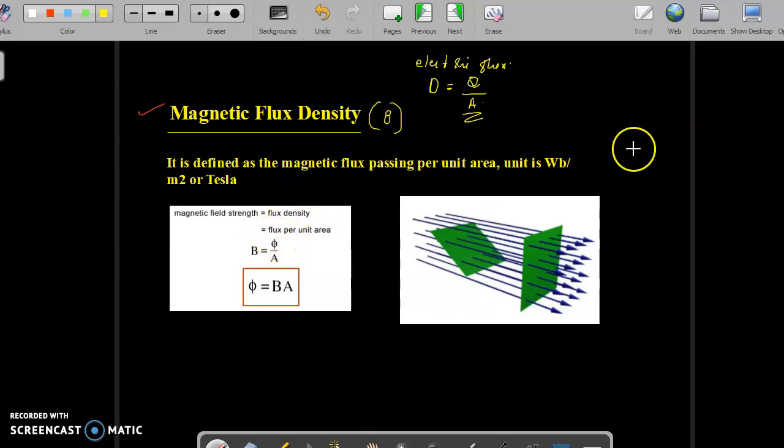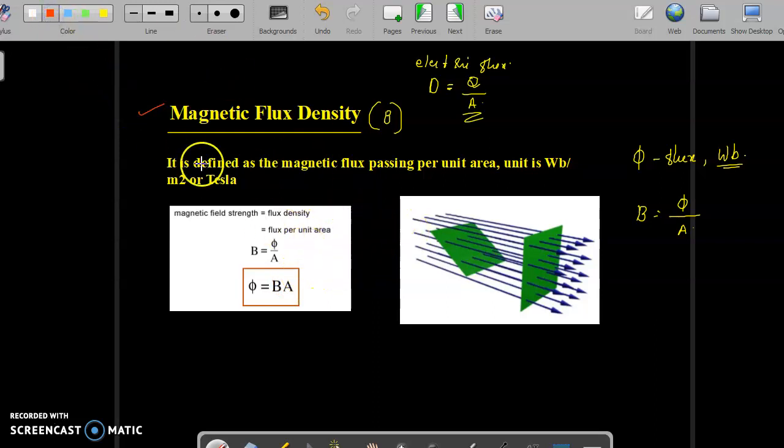The magnetic flux is phi, and its unit is Weber. Weber was a scientist. So the magnetic flux density is the lines of force, that is flux per area, where A is the area. Obviously phi becomes B times A, where B is the magnetic flux density and A is the area.